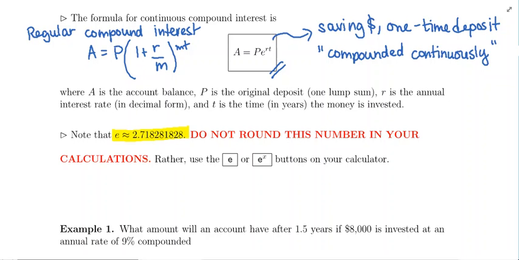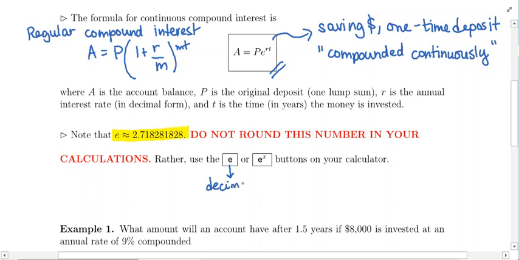There are 2 e buttons on your calculator, so let's familiarize ourselves with that. There is just an e button, and that is going to provide you with just the decimal expansion of e. The other e button allows you to raise e to a power. That's probably the one you're going to want to use more, because if you look at your PERT formula, you have to raise e to the r times t power. So this one will allow you to raise e to a power. Let's go take a look at the calculator so you can see where these e buttons are.